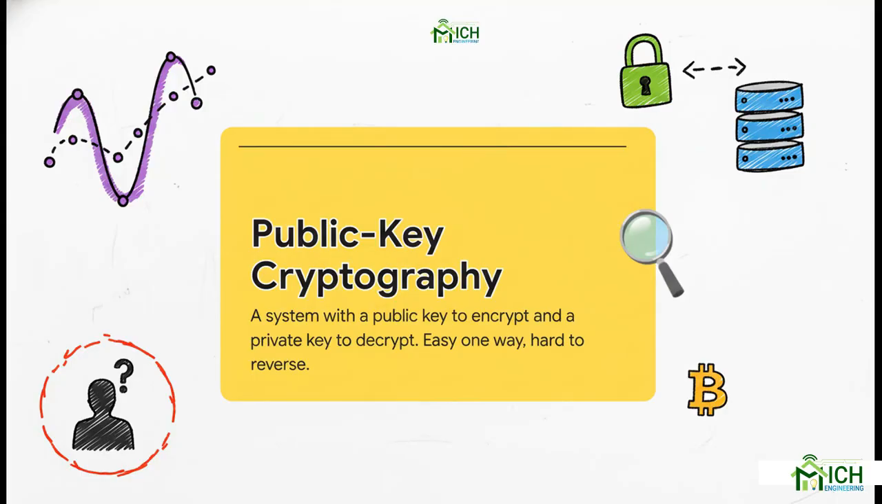Think of it like a special padlock. I can give everyone a copy of my public key, and they can use it to snap that lock shut on a message. But only I have the private key that can open it. It's what we call a trapdoor function. It's super easy to go one way, locking the box, but it's nearly impossible to go backwards and open it unless you have that secret key. The classic example that everyone used for years was the RSA algorithm.